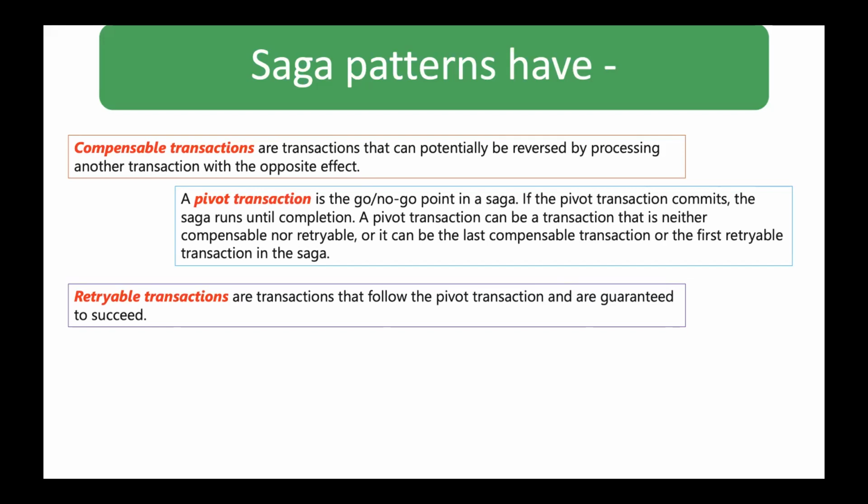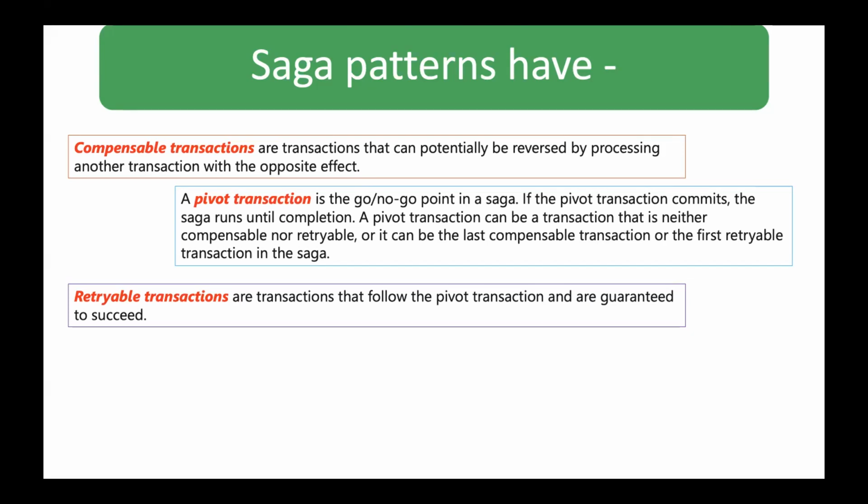A pivot transaction is a go or no-go point in a saga. If the pivot transaction commits, the saga runs until completion. It doesn't stop, unlike compensation, but continues. Are we clear? A pivot transaction can be a transaction that is neither compensable nor retriable, or it can be the last compensable transaction or the first retriable transaction in the saga.